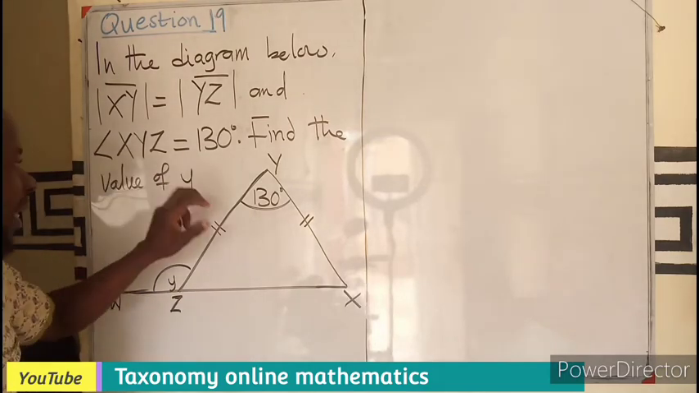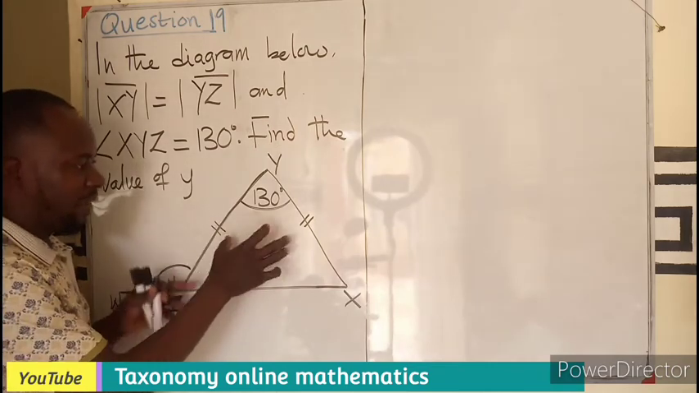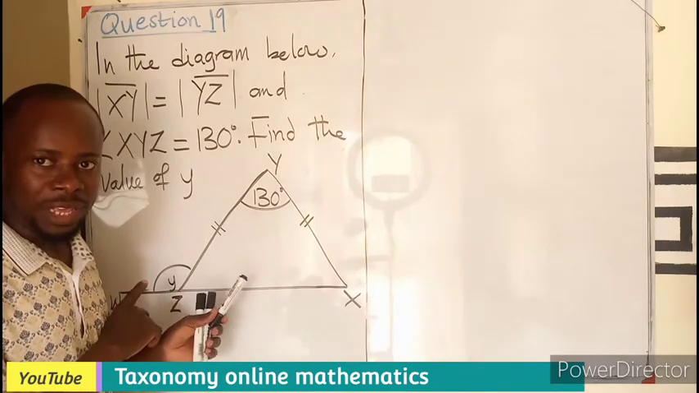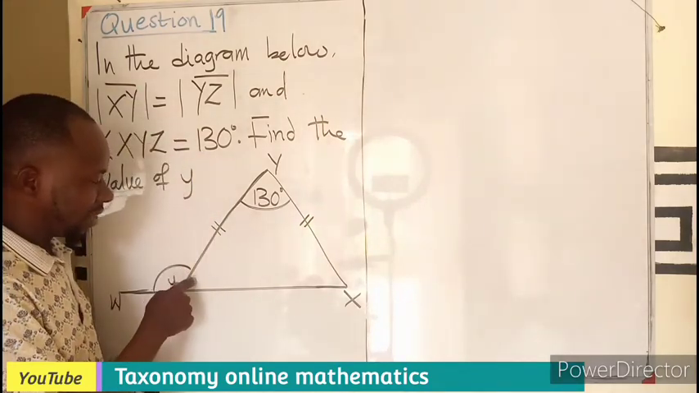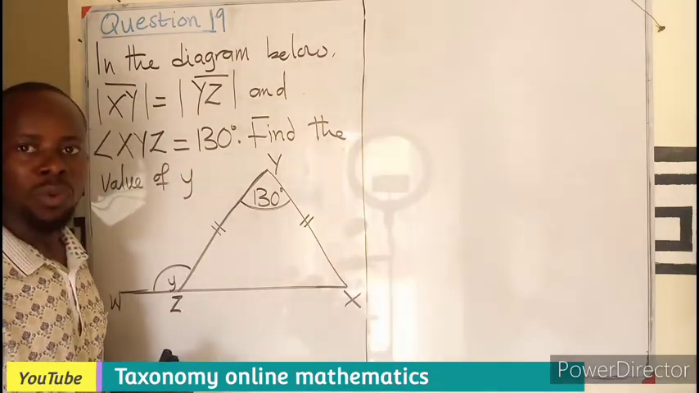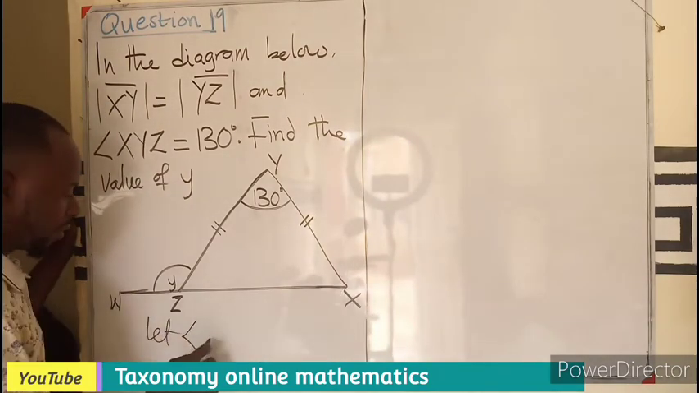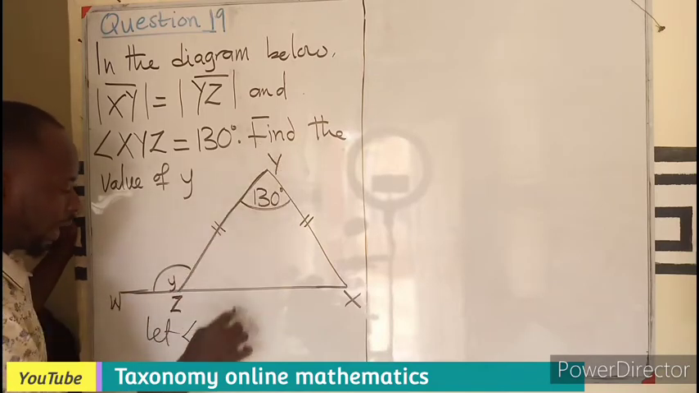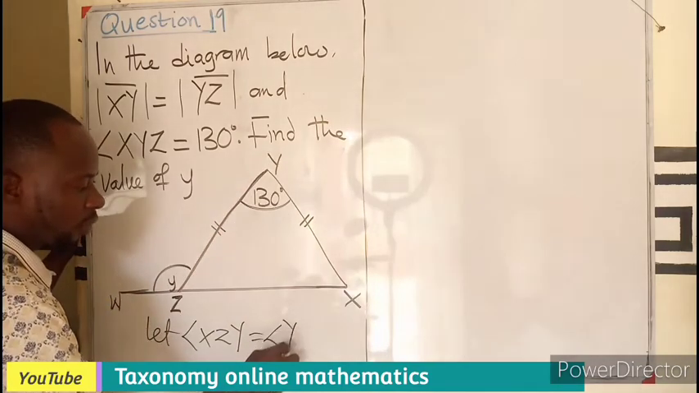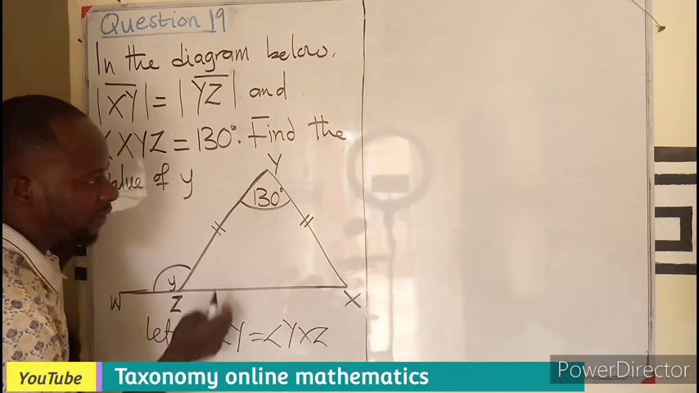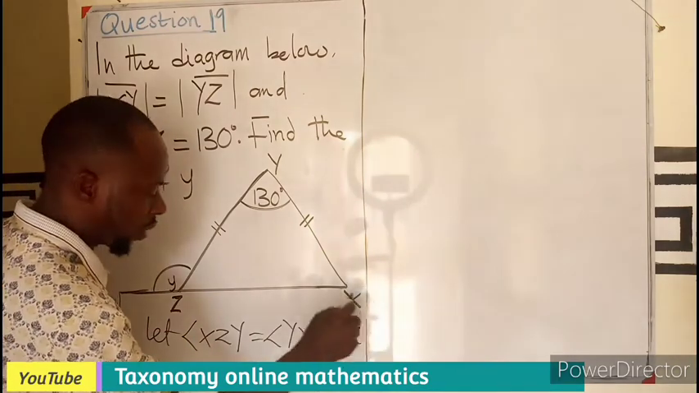Alright, the angle 130 is given to us. We have to find this exterior angle. We know that if this triangle is isosceles, that simply means that since we have been given the sides to be equal, the angle at the base is also equal. So right away, I will say let angle XZY, which is this angle, equal angle YXZ, this corner angle. Let those angles all equal x.